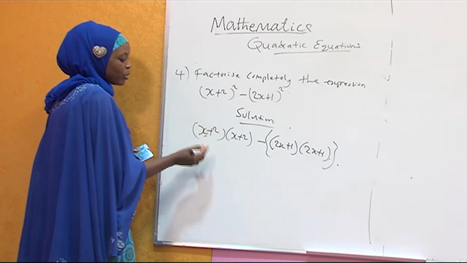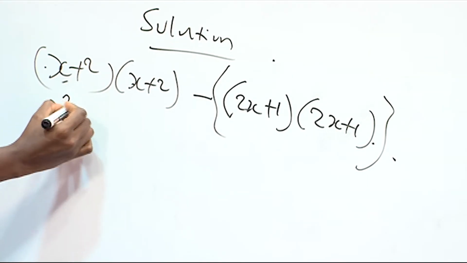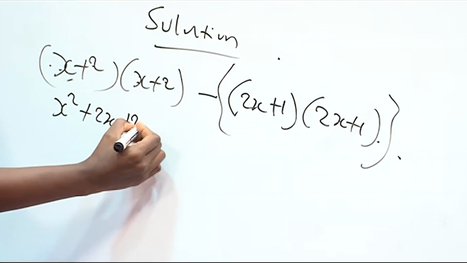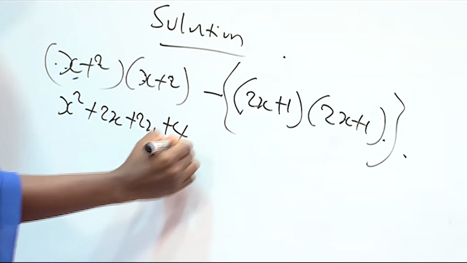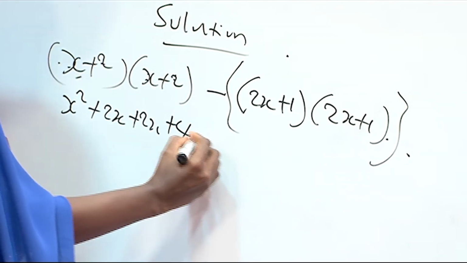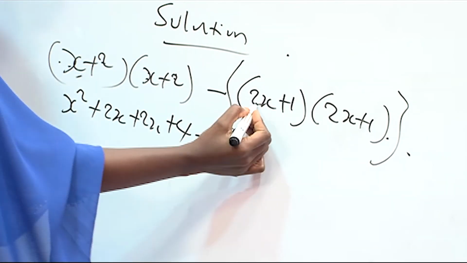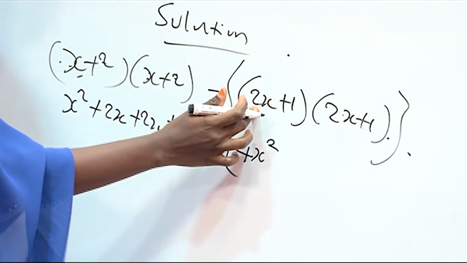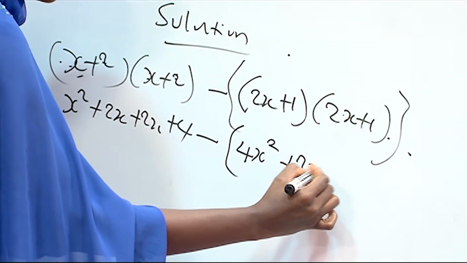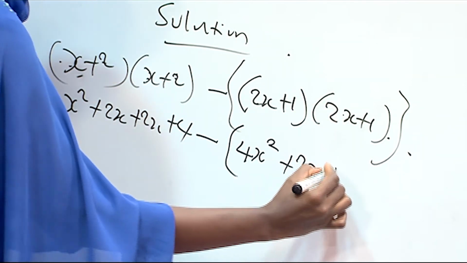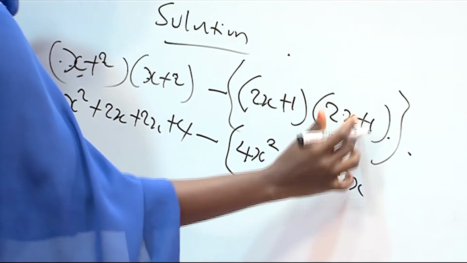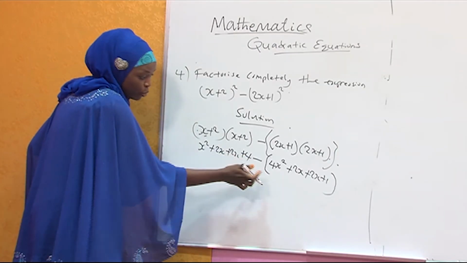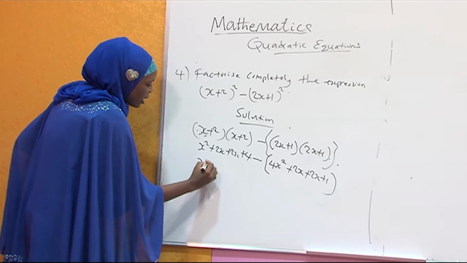Now let's open up the brackets. x times x, we have x squared. x times 2, we have 2x. 2 times x, we have 2x. Then 2 times 2, we have 4. We have opened this bracket. Opening the second bracket, 2x times 2x, we have 4x squared. 2x times 1, we have 2x. 1 times 2x, we have 2x. Then 1 times 1, we have 1. Then we still have a negative sign to apply to this bracket.